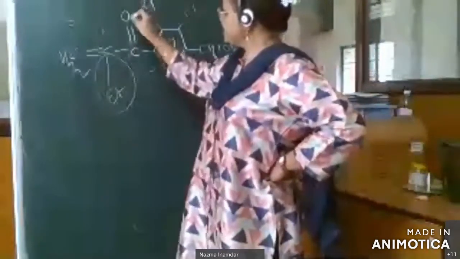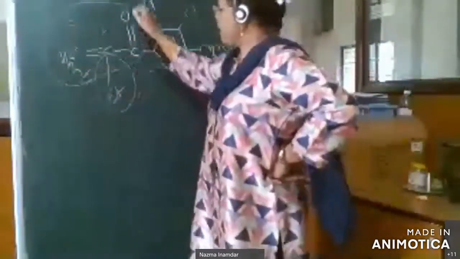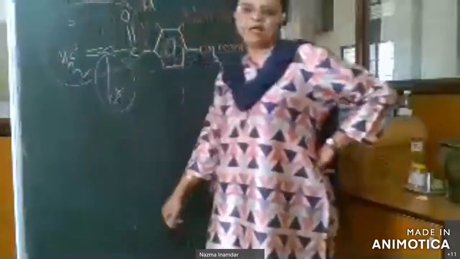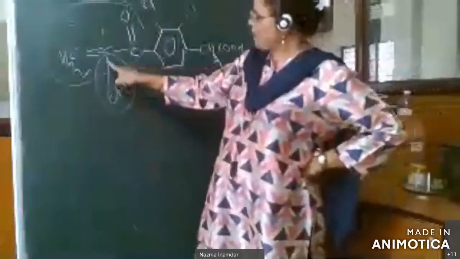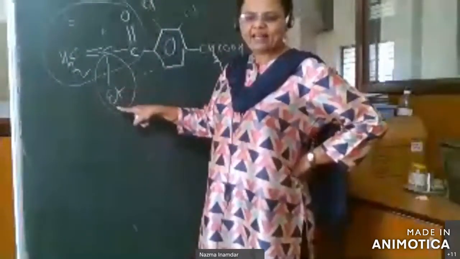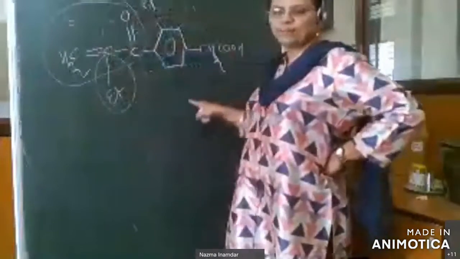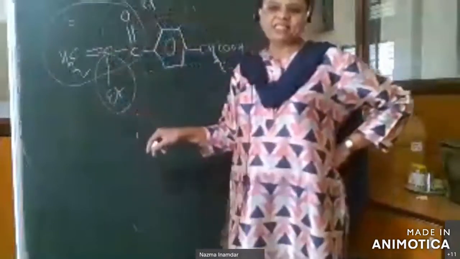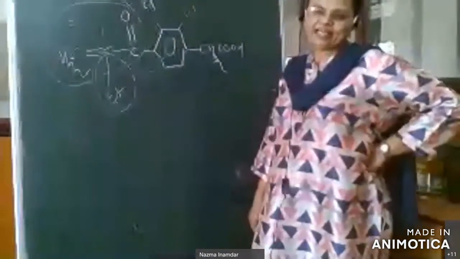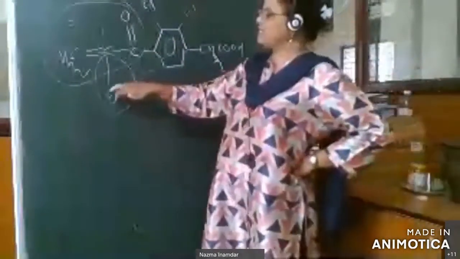So what has happened now? This total group will be the acroyl group. And then you have the ethyl group present here, so this becomes ethacrynic acid. It is ethacrynic acid.